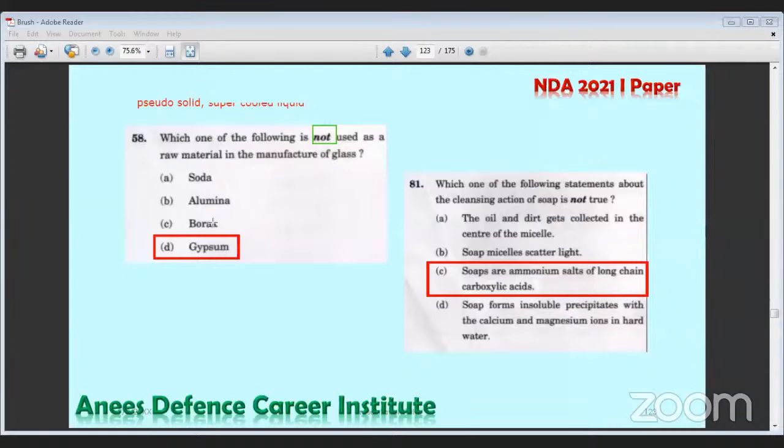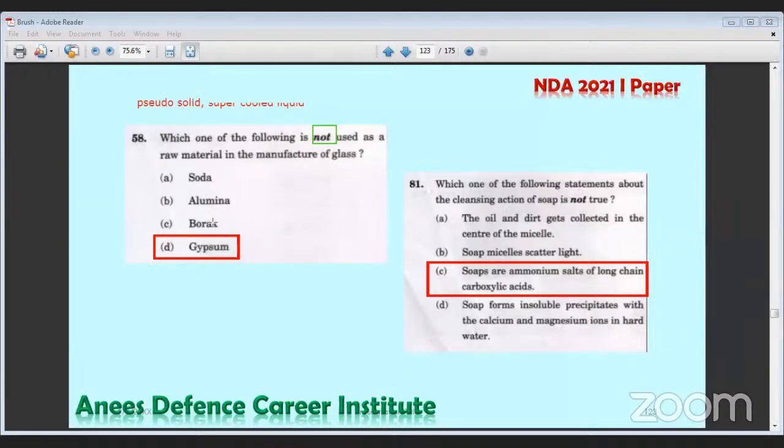Can you all tell me the chemical formula for gypsum? Anyone? Very important question from NDA, boys and girls. Gypsum or POP, the question comes on gypsum and POP. So let me know the answer, please. What is the chemical formula for gypsum?